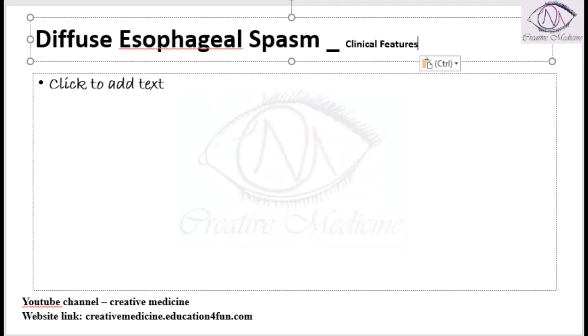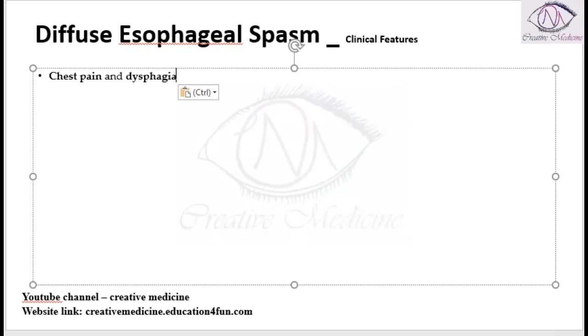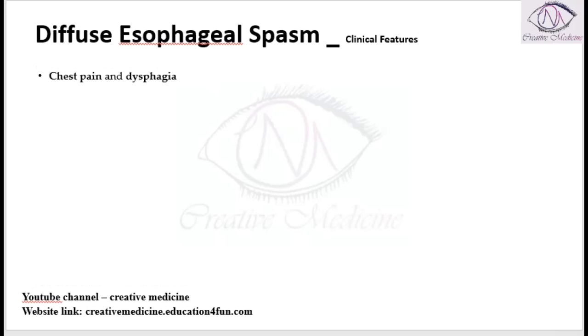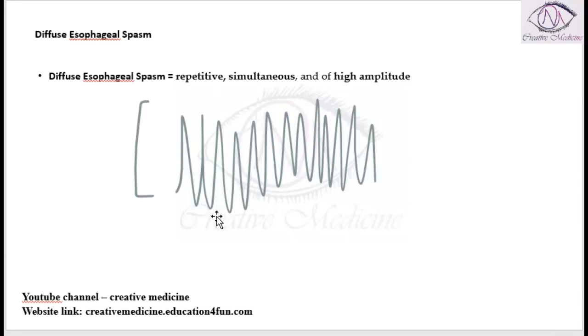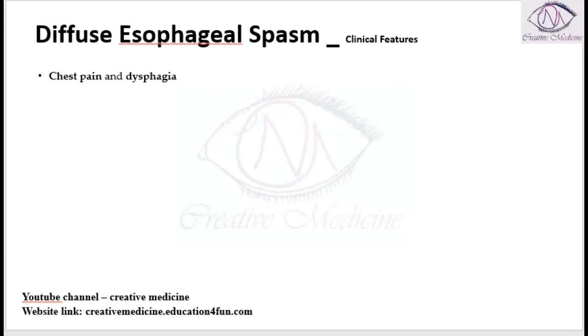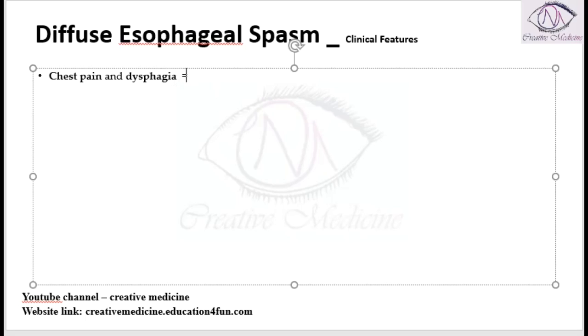In the clinical features of diffuse esophageal spasm, the patient presents with chest pain and dysphagia. Actually, there are multiple repetitive contractions which are of high amplitude. As a result, they will compress the blood vessels. Thus, the patient will report chest pain and dysphagia mainly after eating, or it is related to eating and exertion.